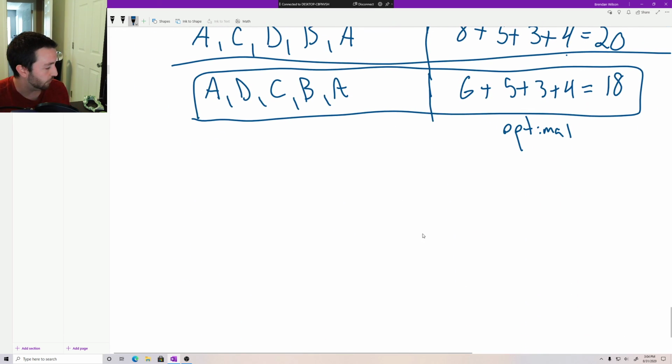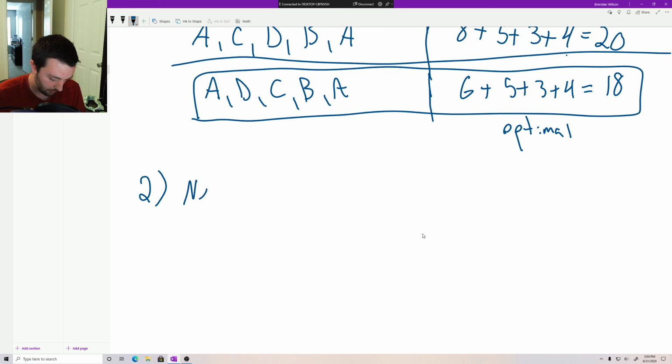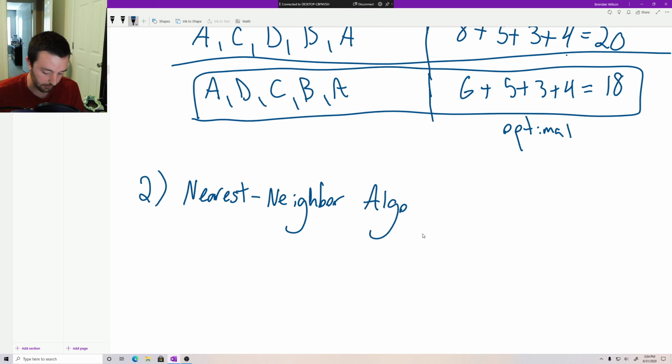We actually have, I think, 4. Let me make sure I counted right. Yeah, it looks like there's actually 4 methods. So there's a lot of choices on this one. Let's look at the second method. The second one is called the nearest neighbor algorithm. So you can kind of tell what you're going to be doing by the name here. You're going to be going to the nearest neighbor, but how exactly does it work?